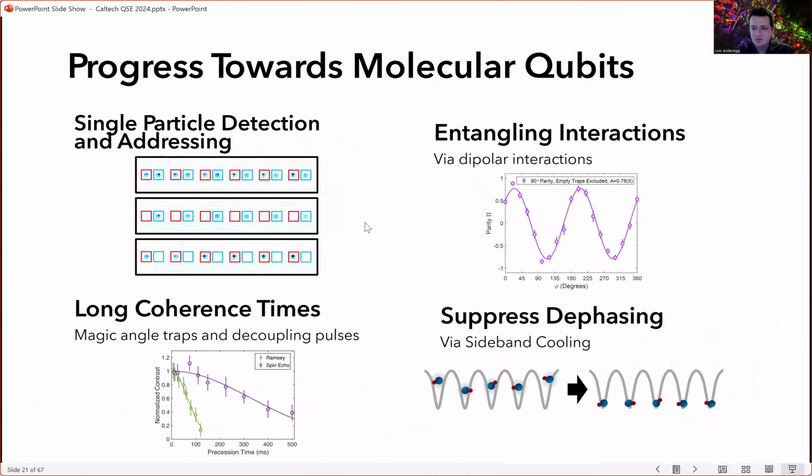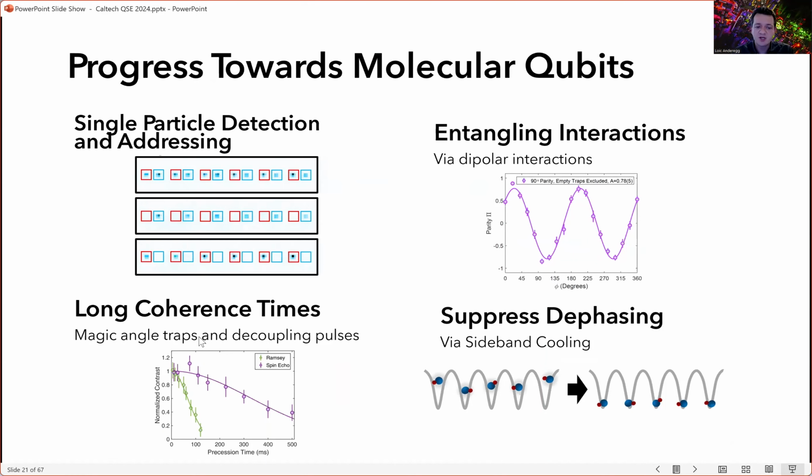Now, how do we actually go from this platform into achieving some sort of molecular qubit? To achieve a molecular qubit, we basically need a few things. We, of course, need the ability to address and detect individual molecules, and this is given to us naturally, as I just showed you with this tweezer platform. But we also need long coherence times, and we need some way of entangling the molecules together. And finally, you'll see that we'll also need some way of suppressing some thermal dephasing that we see. So let's dive into a bit more detail on each one of these topics.